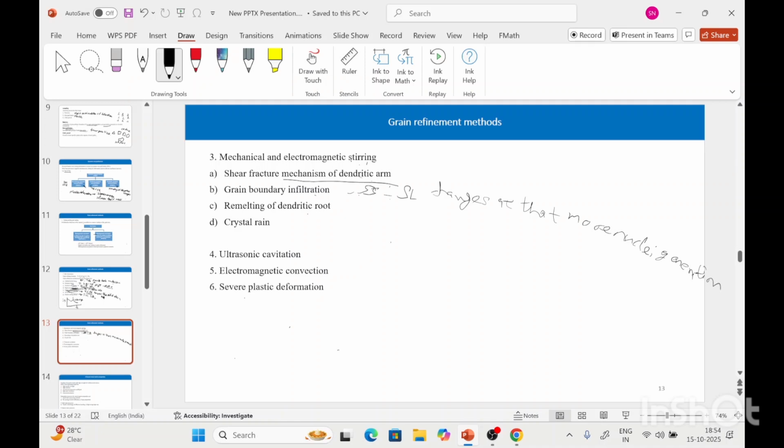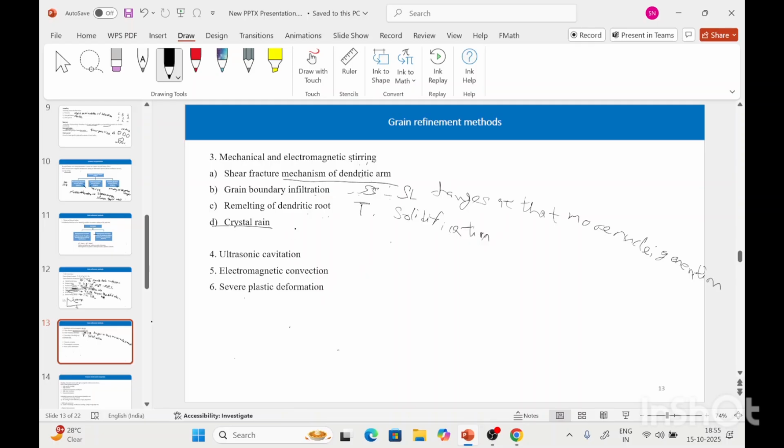Then remelting of dendritic root. If the dendritic arm has some condition of temperature or solidification rate, the dendritic arms can detach from the primary dendritic arm because of the melting of the dendritic arm root. So those broken dendritic arms will provide the heterogeneous nucleation sites.